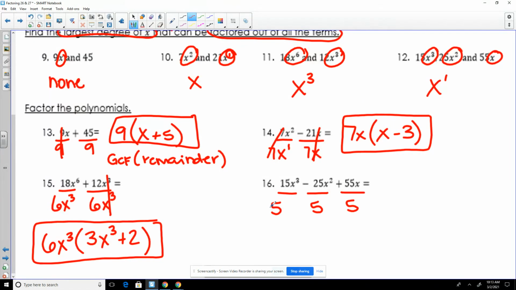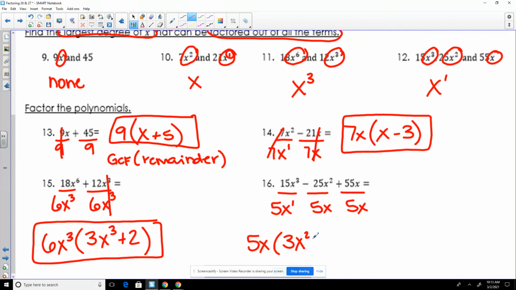And then the largest degree that could be factored out was x, 5x. So our GCF for number 16 is just 5x. What is my remainder? 15 divided by 5 is 3. X to the 3rd divided by x, what's 3 minus 1? I'm left with 2.